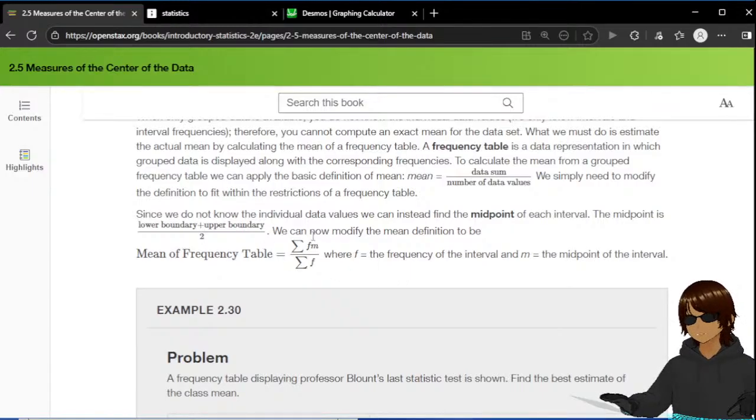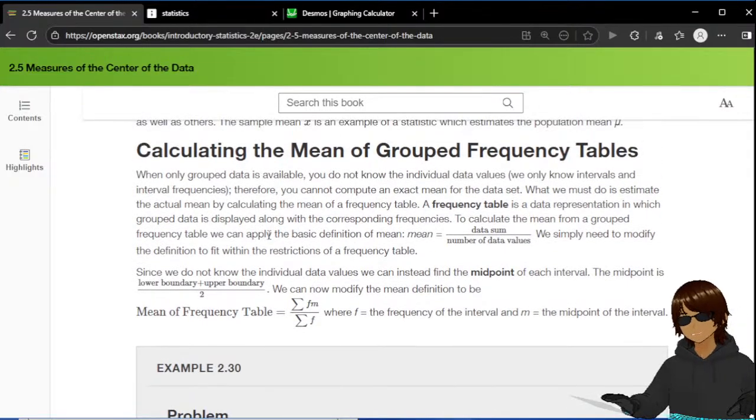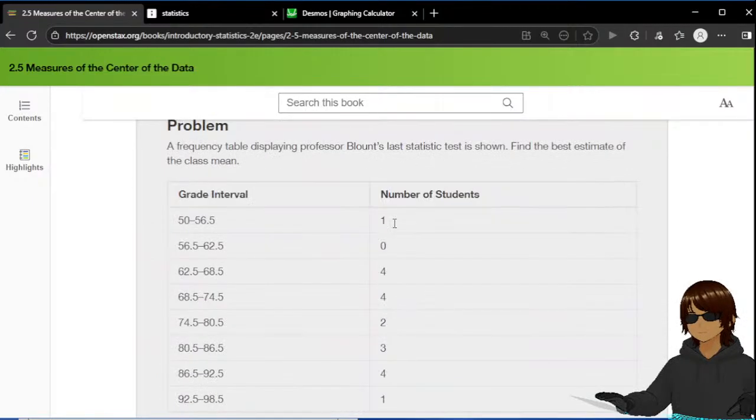the sum of frequency times m, divided by total frequency, where the frequency is that of the interval and m is the midpoint of the interval. So a frequency table is a data representation in which grouped data is displayed along with the corresponding frequency.